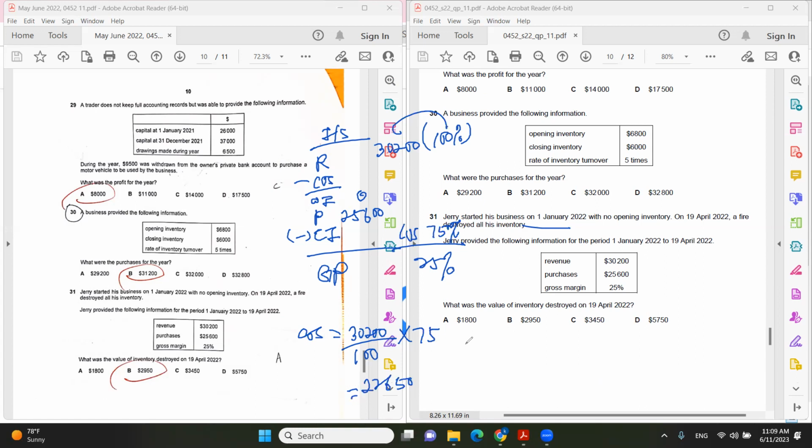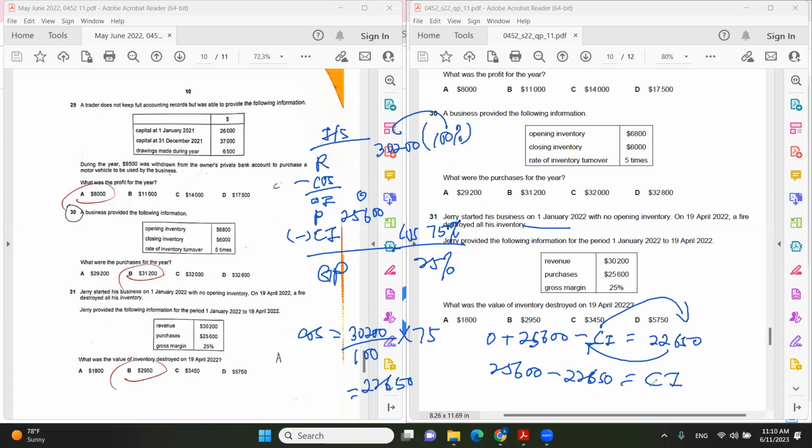They don't have the opening. So 0 plus 25,600 minus closing inventory, we get 22,650. Okay. So I bring this to there, and this one to here. So it becomes 25,600 minus 22,650 equal closing inventory. So I get 2,950 for the closing inventory. So 2,950, the answer should be B. Okay, next.